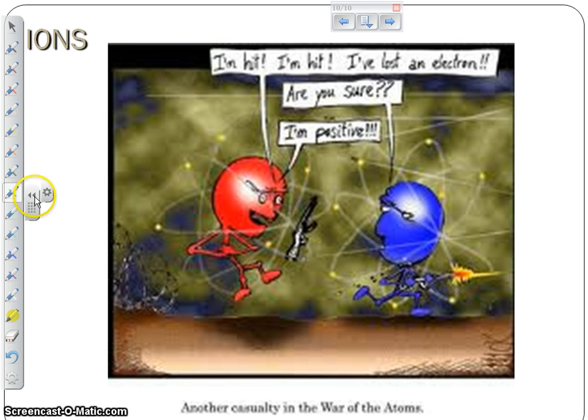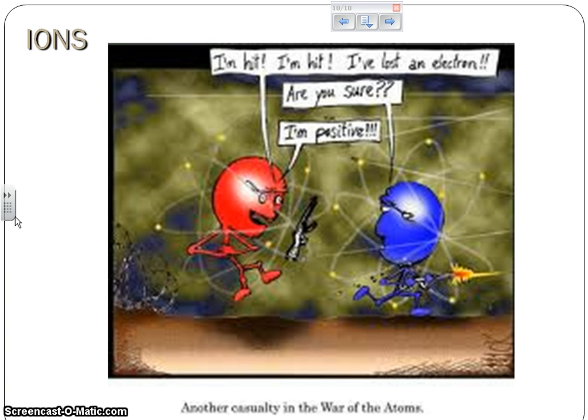We're going to end on a nice little comic for you guys because, well, they're amazing. This is just another casualty of the War of the Atoms. I'm just going to let you read it for yourself.